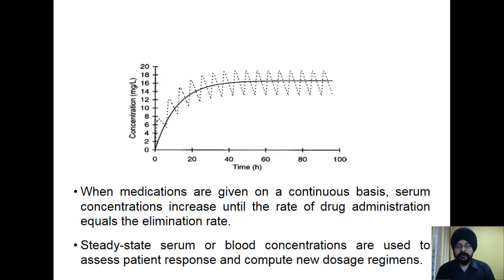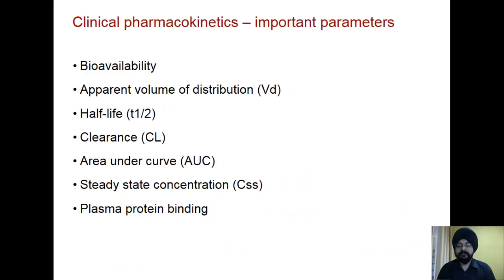If you look at the profile of multi-drug administration, the plasma profile fluctuates between the low and the high, that is the crest and the trough levels, or the peak and the trough levels. And when medications are given on a continuous basis, serum concentrations increase until the rate of drug administration equals the elimination rate. And steady state serum or plasma drug concentrations are used to assess patients' response and compute new dosage regimens.